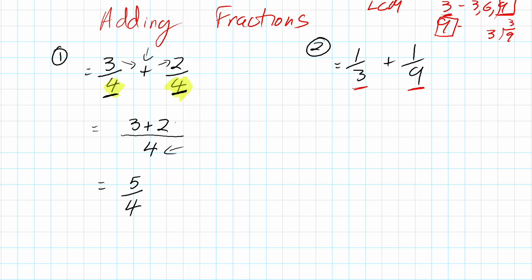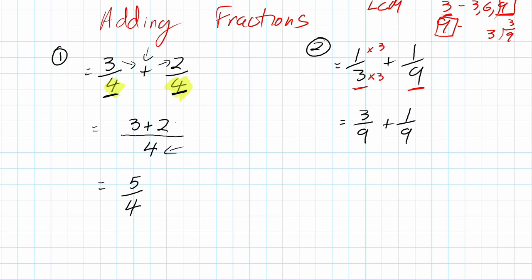So once we know that we have to multiply 3 by 3, we do it to both the top and the bottom of the fraction. Whatever you do to the top, you must do to the bottom. Otherwise, this is no longer the same fraction. So when we do that, we'll end up with 3 over 9. 3 times 1 is 3, and 3 times 3 is 9, plus 1 over 9.